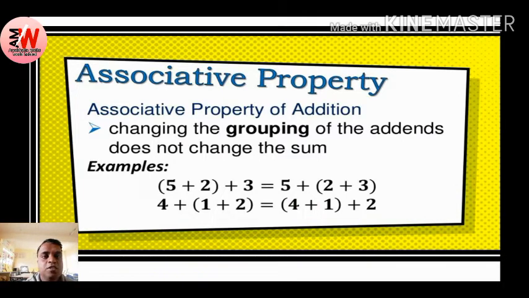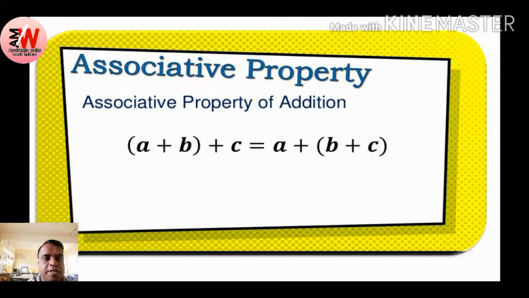Therefore, changing the grouping does not change the sum; that is called the associative property for addition. The formula for the associative property for addition is bracket a plus b bracket complete, plus c, equals a plus bracket b plus c bracket complete.